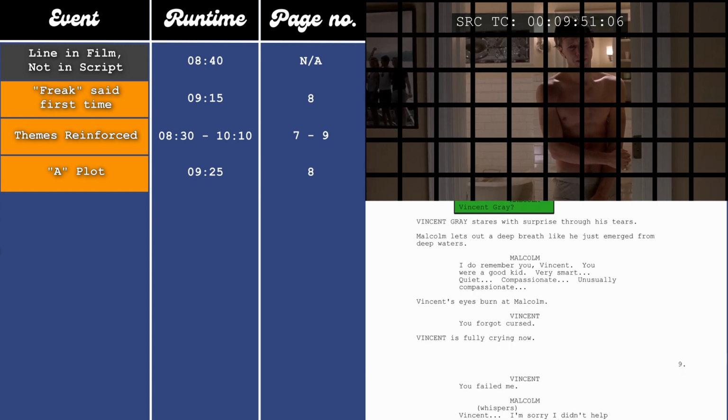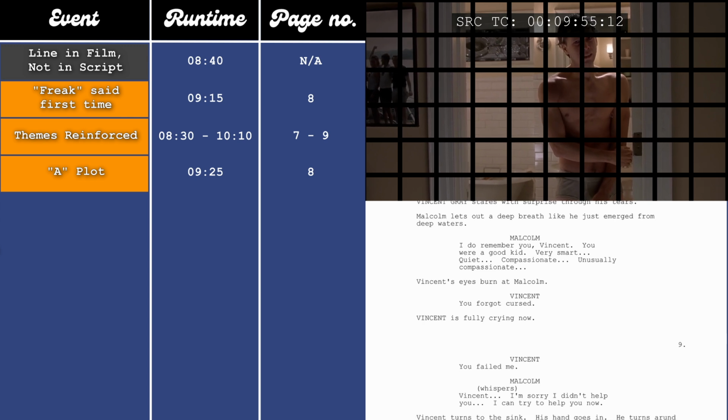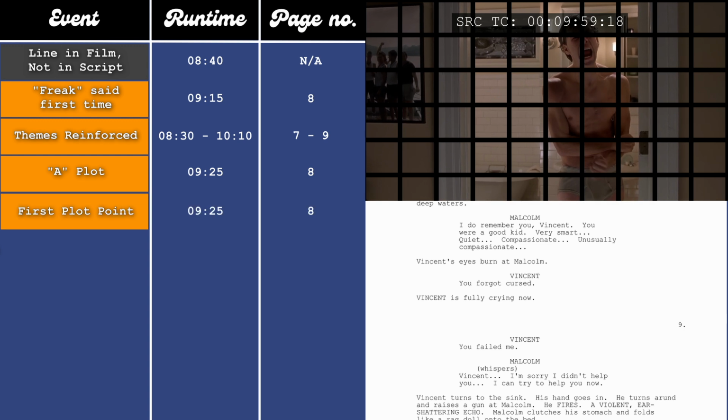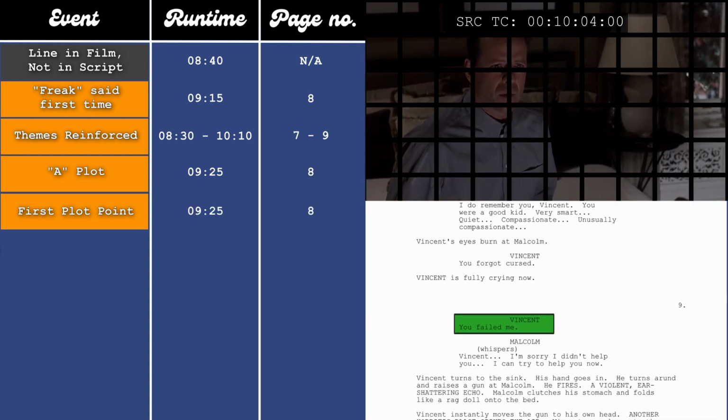Like I was just saying, this is linked to his flaw, that he didn't take the time to properly look after Vincent because he had too much on his plate. This also acts as the first plot point of the film, as it adds a new thematic premise, which is failing to help someone in need.